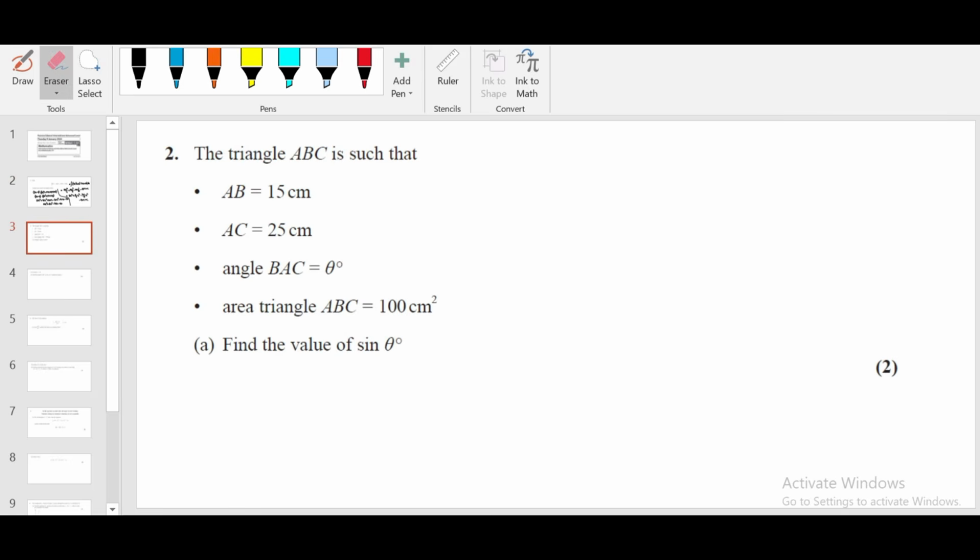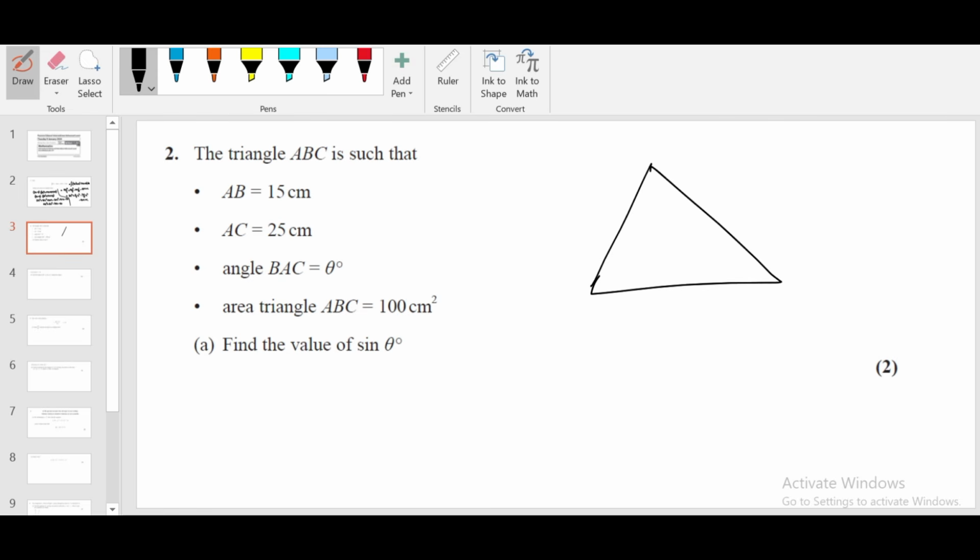Question number 2. You will see such questions in the first part of chapter 6, trigonometry, where you will have sine rule, cosine rule, area of triangle and all. For this question there is no figure given, so I'm going to draw one. A, B, C. The question says AB is 15 centimeter, AC is 25 centimeter, angle BAC is theta. And the area of this triangle is given.